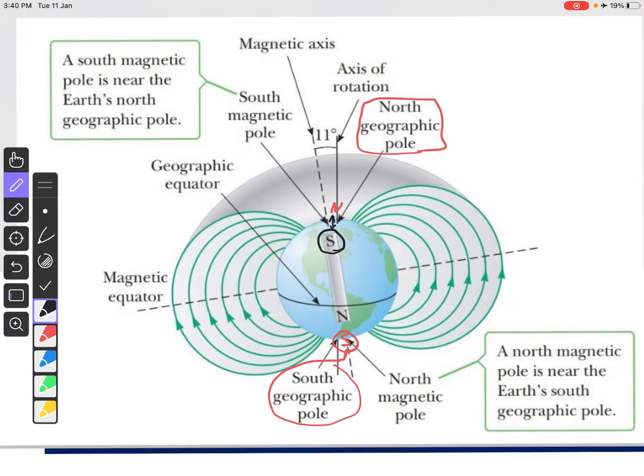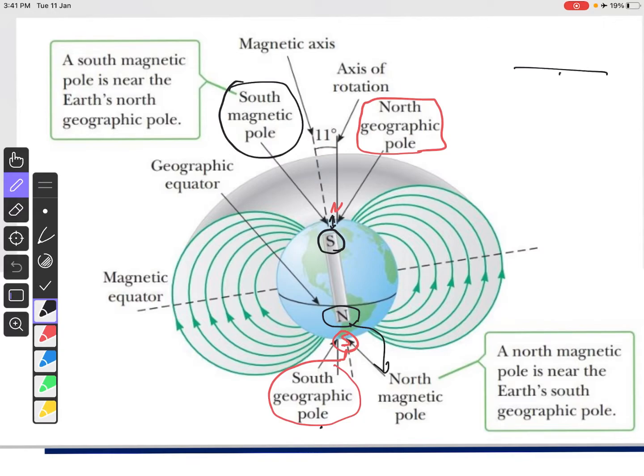That's why if you have a north geographic, it means you have a south of the magnetic field of the Earth. And if you have a south of the geographic, you must have a north of the magnetic. So kind of vice versa. If you have a south geographic, you should have a north magnetic. If you have a north geographic, you should have a south magnetic. Okay? They are opposite. Why? We need to explain that one.